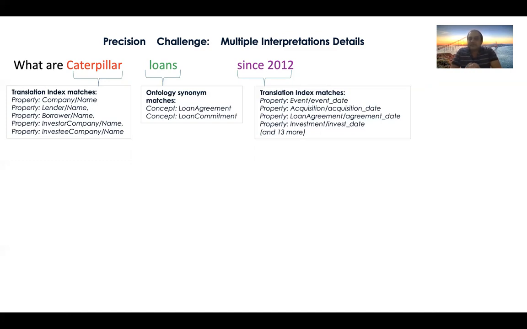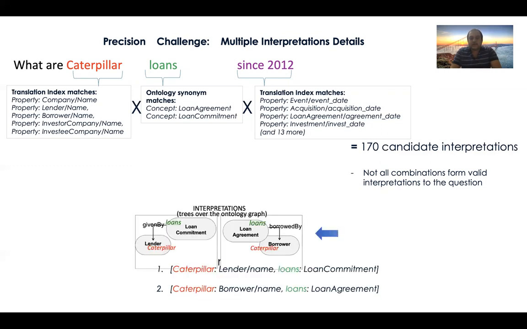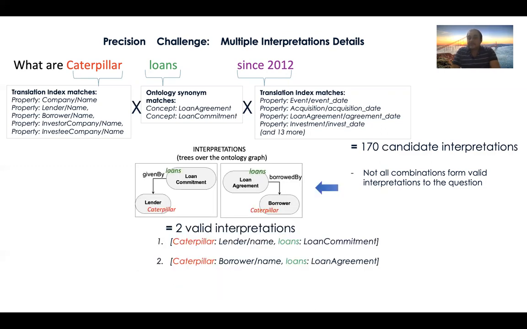So if we try to consider all the different possible interpretations of the query, we need to consider the Cartesian product, which is like 170 candidate interpretations. Now, clearly, not all the interpretations are equally likely. They are not even valid. If you really see, the intended interpretations are these two, where Caterpillar is either the lender name or the borrower name, because the question is asking for loans.